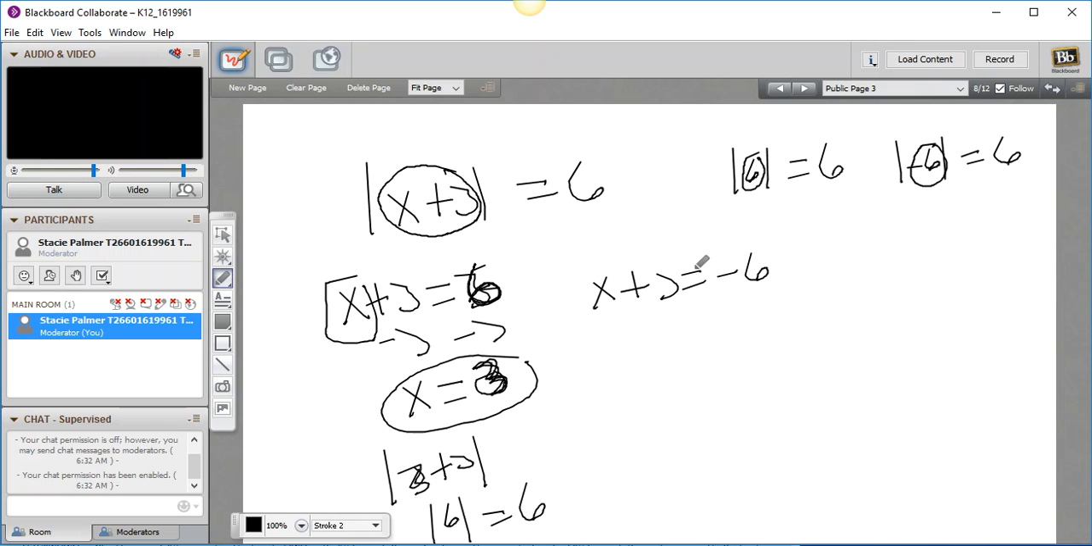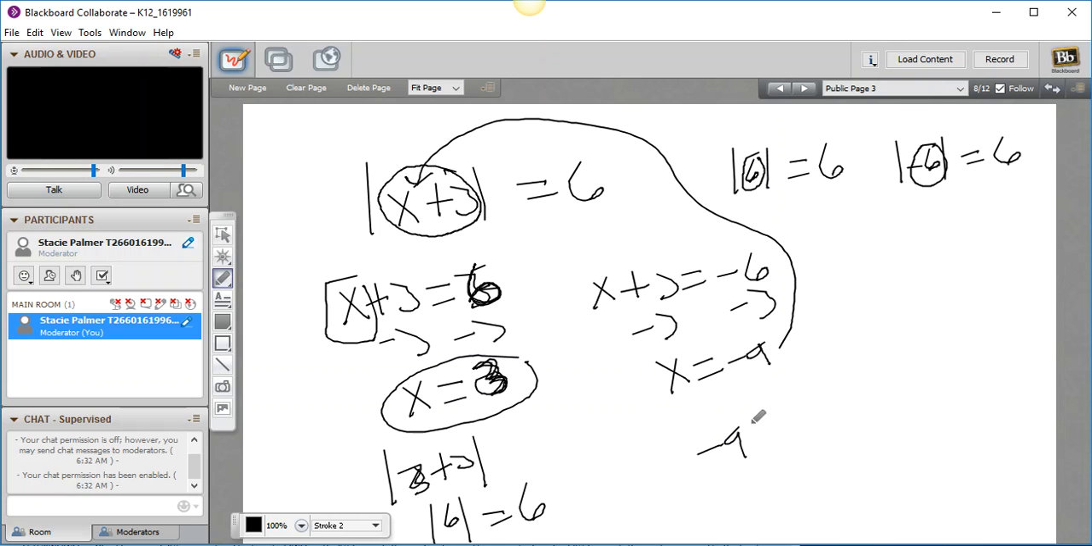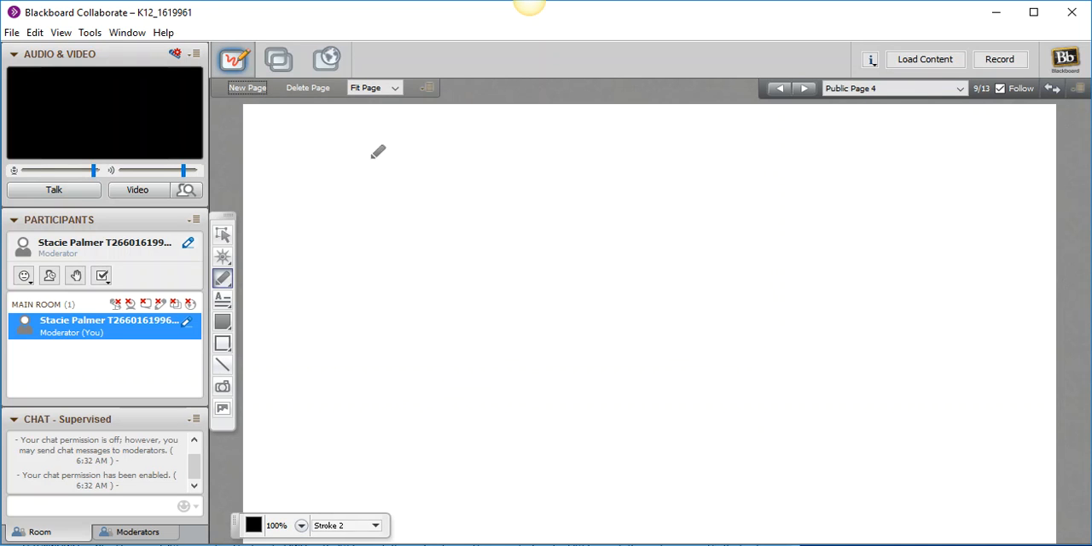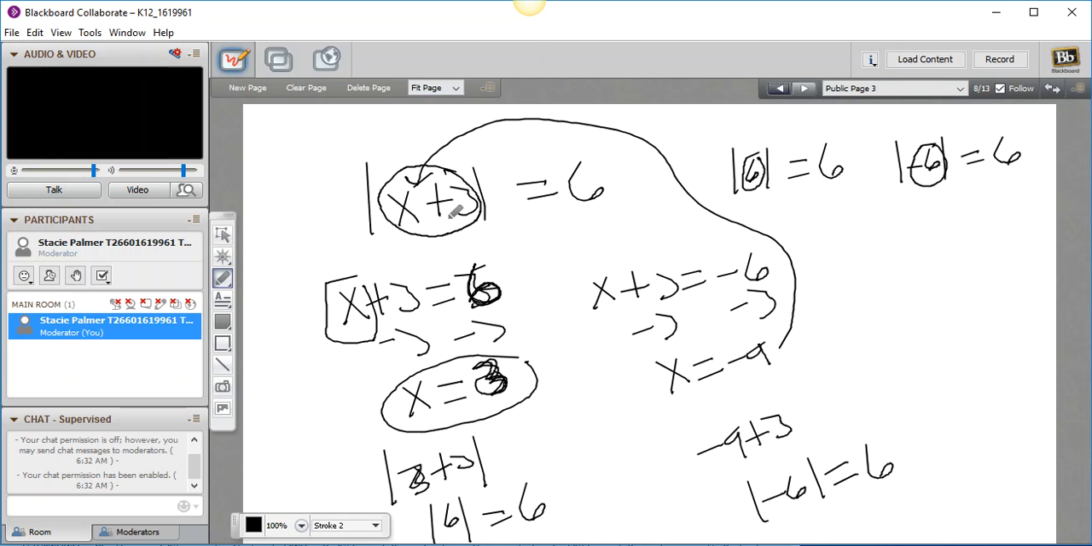Okay, let's go ahead and solve this equation for x by subtracting 3 from both sides. So x equals negative 9. If we plug negative 9 in for the x, negative 9 plus 3 is negative 6. The absolute value of negative 6 is 6. So basically when you're solving an absolute value equation, you set whatever's in the absolute value equal to both the positive and the negative of what's on the other side.